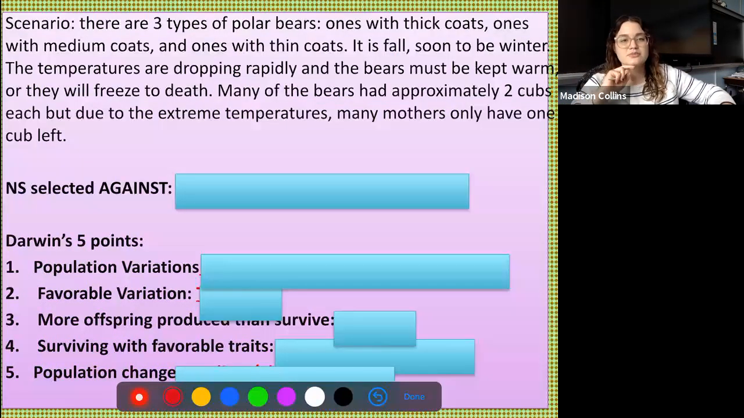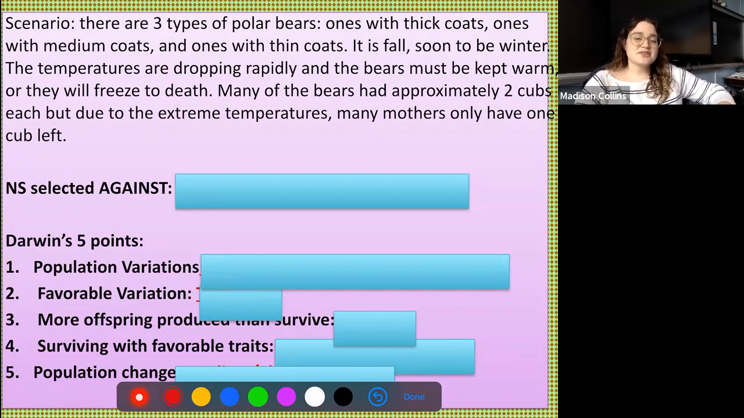All right, scenario number 2. So there are 3 types of polar bears, ones with thick coats, ones with medium coats, and ones with thin coats. Now it's fall, soon to be winter. Not anymore, it's spring now, but the temperatures are dropping rapidly, meaning it's going to get cold pretty fast.